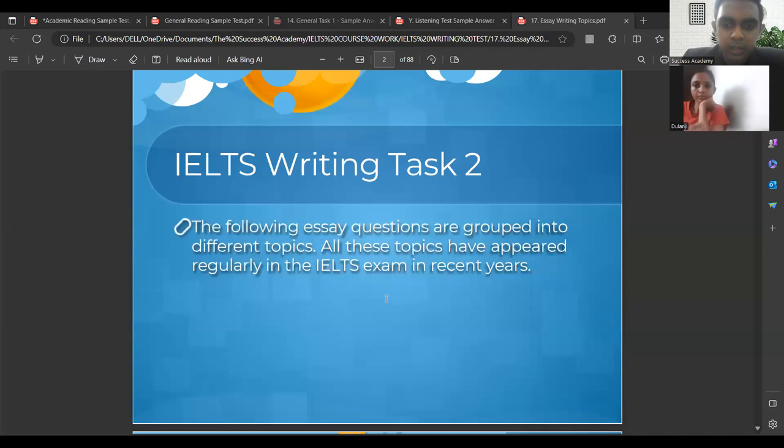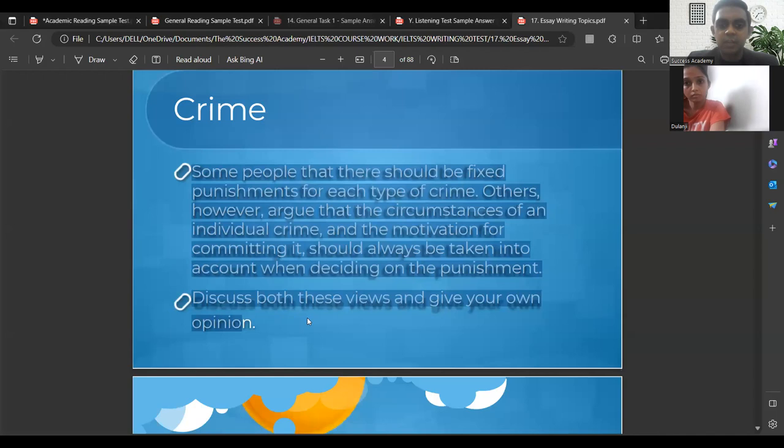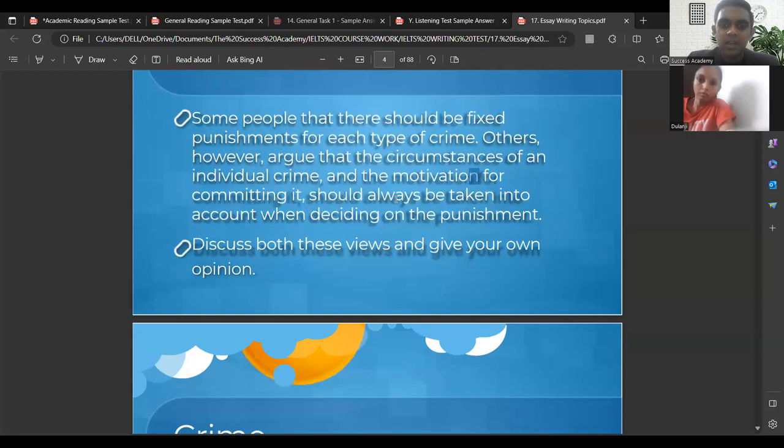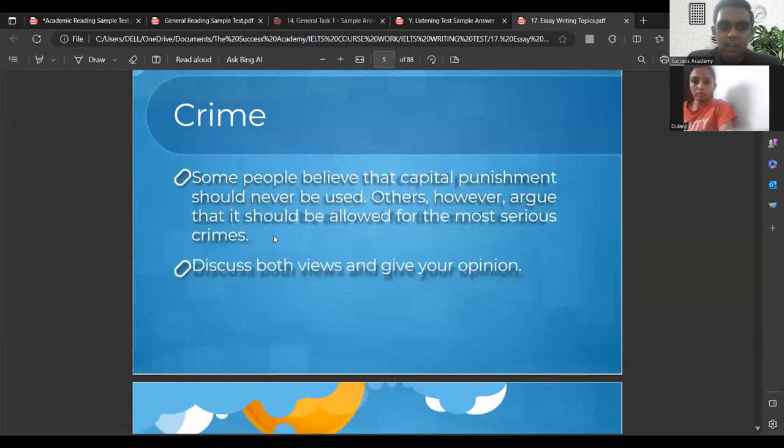Okay, this would be a sample topic for part two. Some people say that there should be fixed punishments for each type of crime. Others, however, argue that the circumstances of an individual crime and the motivation for committing it should always be taken into account when deciding on the punishment. Discuss both these views and give your opinion. Some people believe that capital punishment should never be used. Others, however, argue that it should be allowed for the most serious of crimes. Discuss both these views and give your opinions.